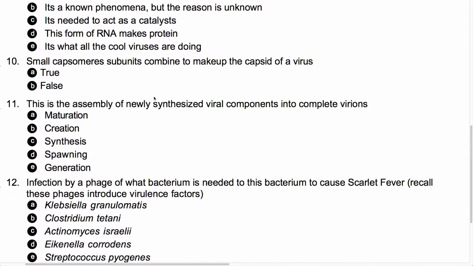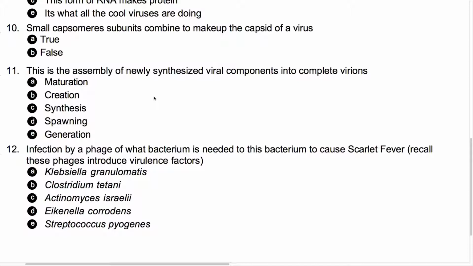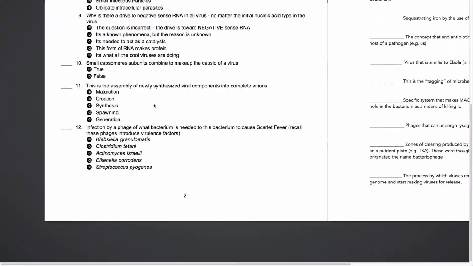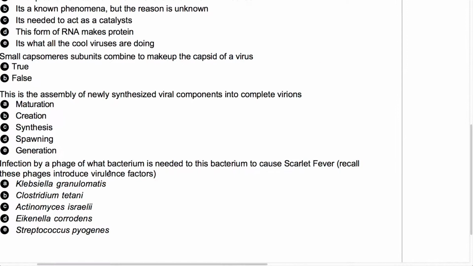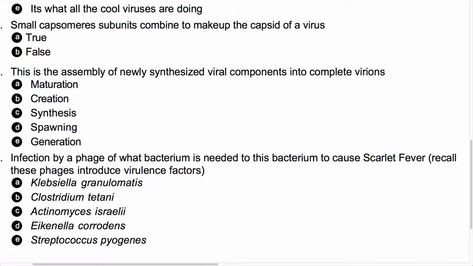Infection by a phage of what bacterium is needed for this bacterium to cause scarlet fever? I mentioned this somewhat in passing. Streptococcus pyogenes, it causes strep throat. If you don't treat it, it can do that. And what was that process called? Overall, what was that process called, where a bacterium becomes more virulent by the action of a bacteriophage integrating into it? What was that whole process called?